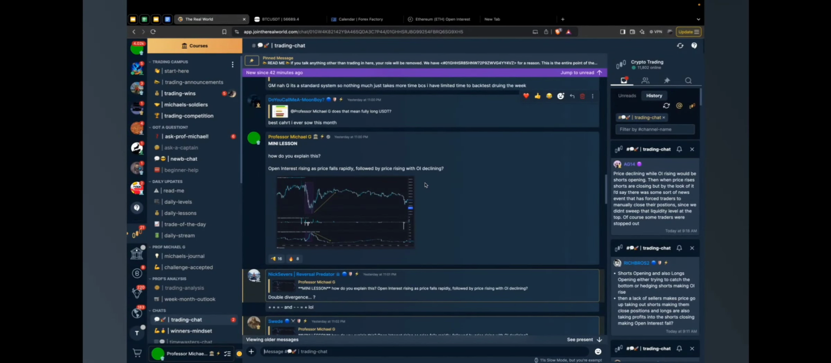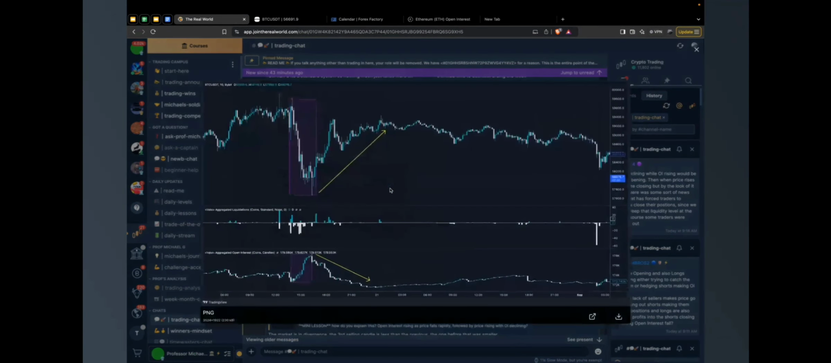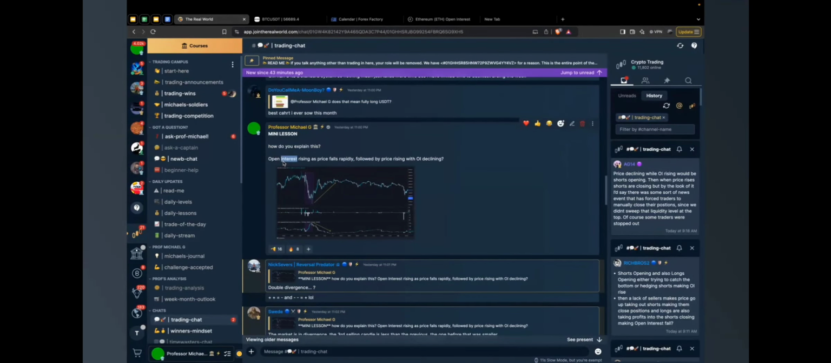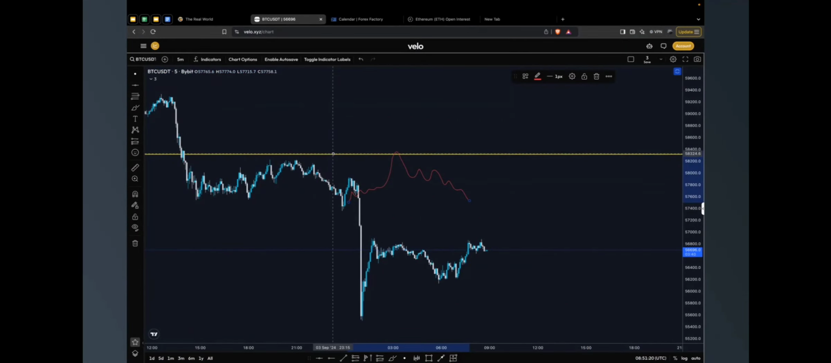Okay. So what you would normally expect to see when the market dumps is you'd expect to see open interest decline. Right? But that's not what you see here. So I asked, how do you explain this? Open interest rising as price falls rapidly, followed by price rising with OI declining.